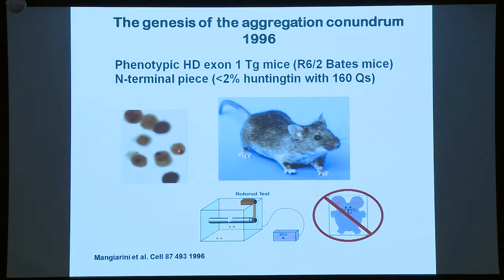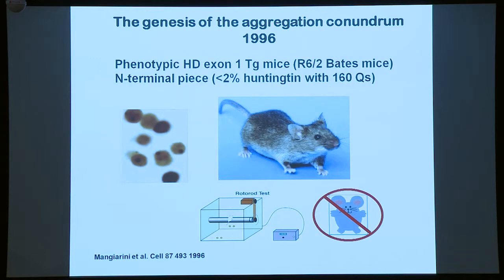They basically said, aha, let's go look in human brain for these kind of aggregates. And while they found some stuff, it didn't look like it did here. And the other thing they said is, this now becomes the model of Huntington's disease. We're gonna cure this mouse, and we'll cure Huntington's disease.